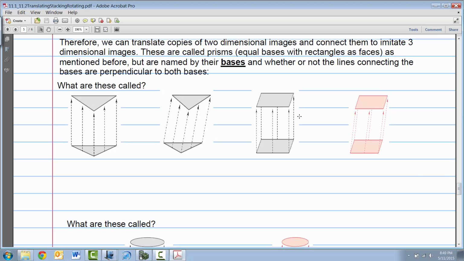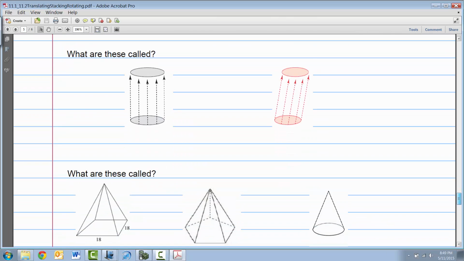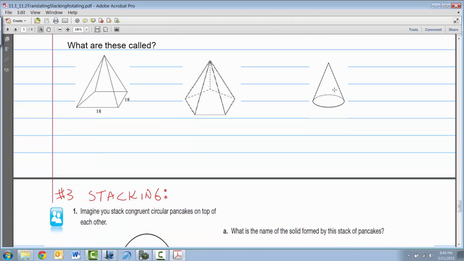And then we focus on the names here. This is a triangular prism. This is what could be a square prism because it looks like we have squares here. Up at the top, you might say rectangular if you're not sure of yourself. These are called cylinders, you know that. And then here we have pyramids and cones. This is actually a pentagonal pyramid because it's named by the base. So all those things.